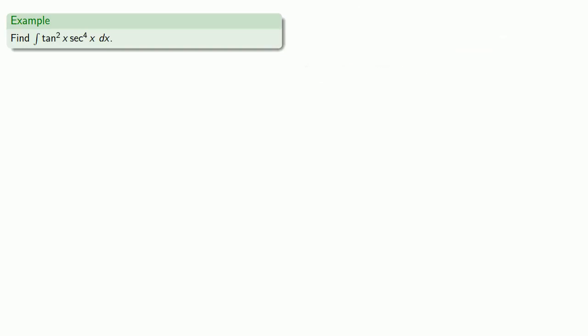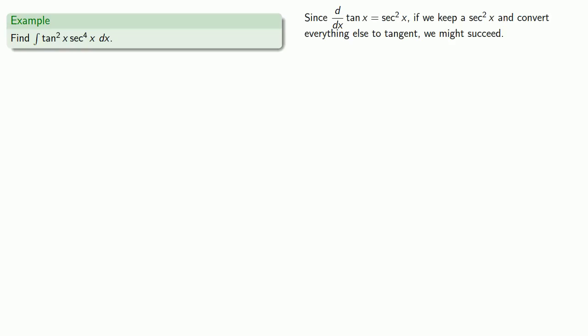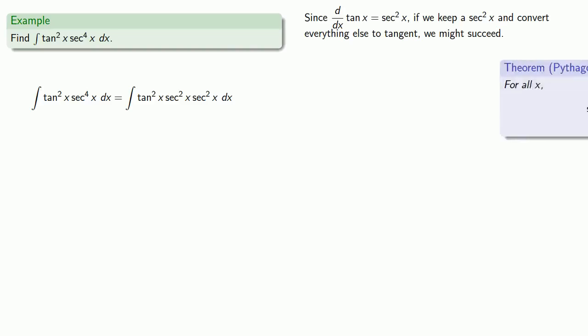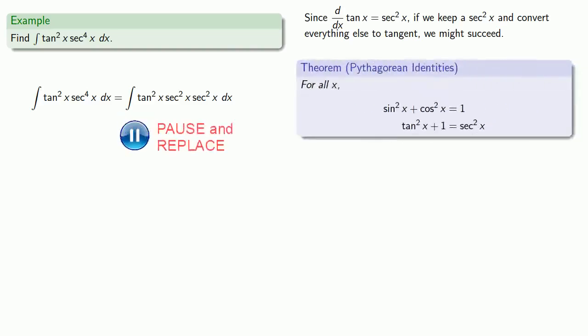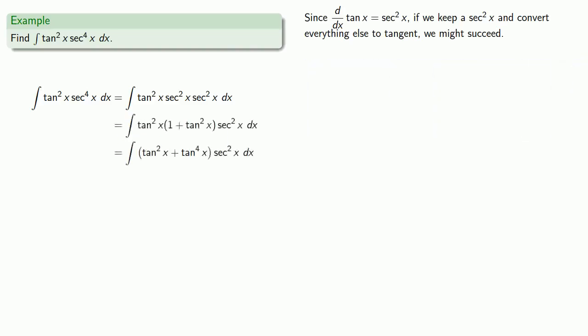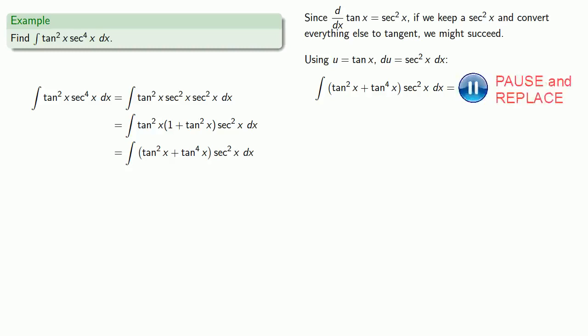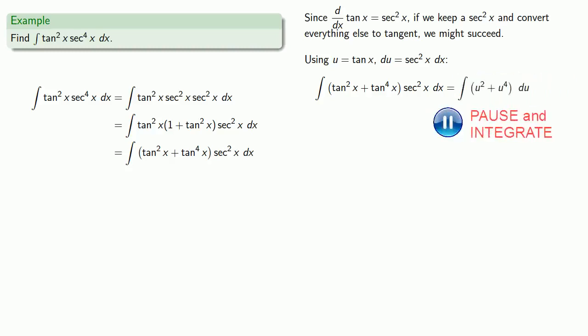Well, third time's a charm. We remember that the derivative of tangent is secant squared. And so one possibility is maybe let's keep one of these secant squareds and convert everything else to tangent using our Pythagorean identity. And now we can try a u substitution with u equals tangent x, and du is secant squared x dx. Now we can integrate, and putting everything back where we found it gives us our indefinite integral.